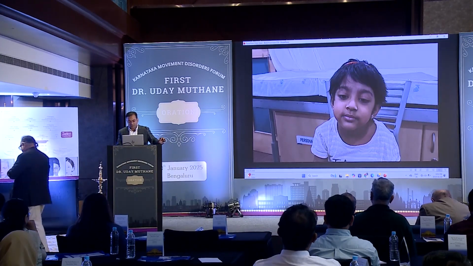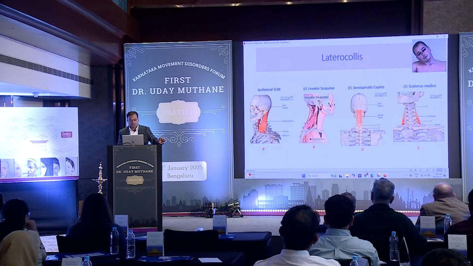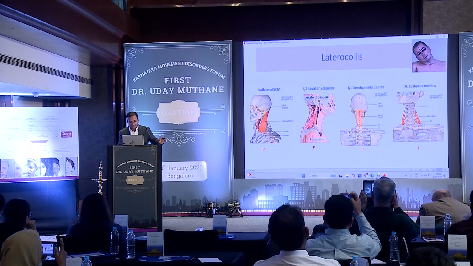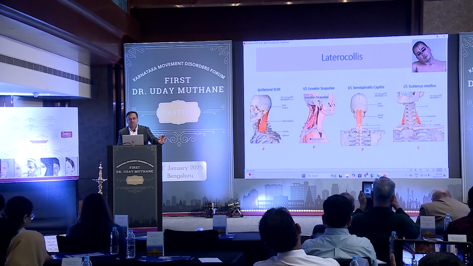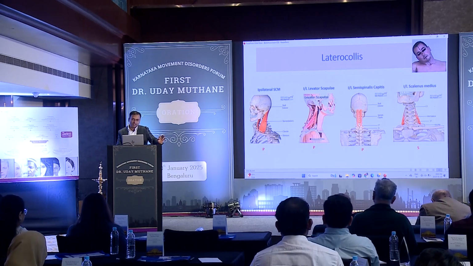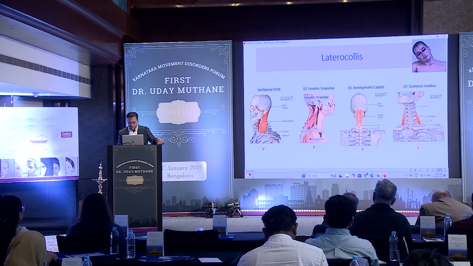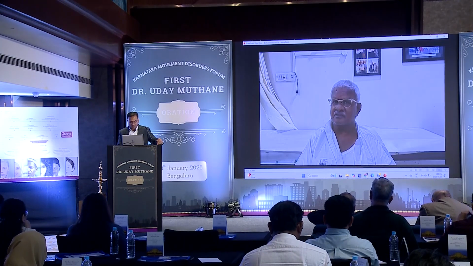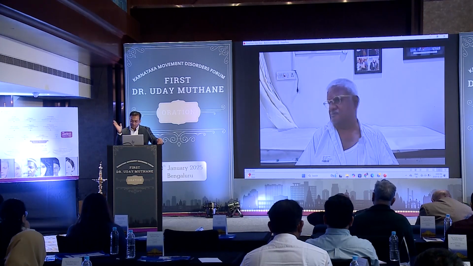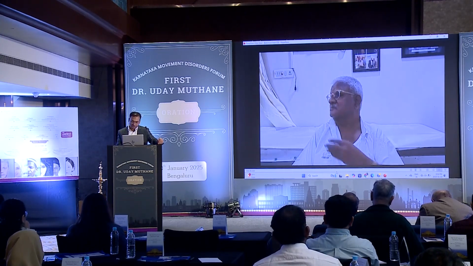Okay, and the next one is laterocollis. For laterocollis, usually the ipsilateral sternocleidomastoid, ipsilateral levator scapulae, and if required ipsilateral semispinalis. Always look at whether the laterocollis is tilted more towards the anterior or the posterior. Depending upon that, you can select the muscles, or scalene medius. Similarly, you can see this gentleman's neck is going to the left, he has left laterocollis, as well as the chin going to the right side.